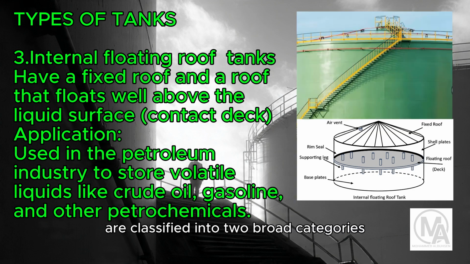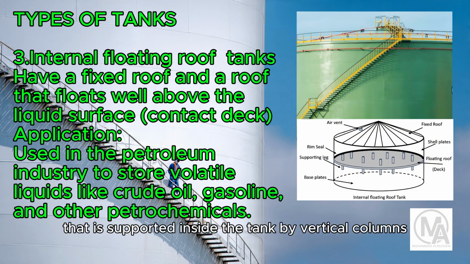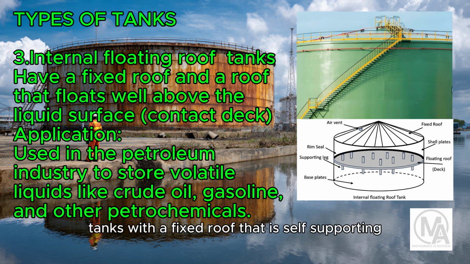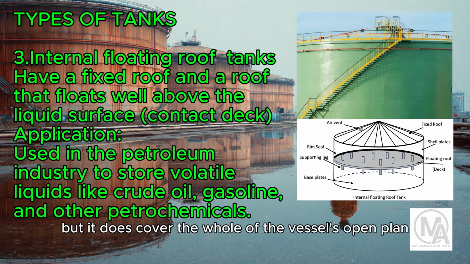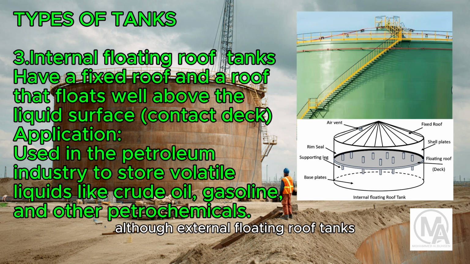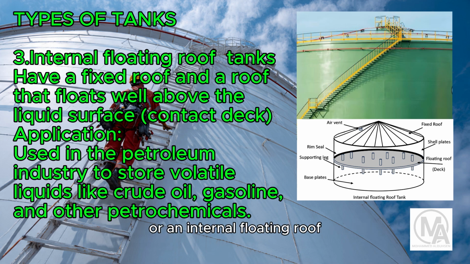Internal floating roof tanks are classified into 2 broad categories: tanks with a fixed roof that is supported inside the tank by vertical columns, and tanks with a fixed roof that is self-supporting and without internal support columns. The fixed roof is not always without holes, but it does cover the whole of the vessel's open plan space. Fixed roof tanks converted to internal floating roof tanks generally have a column-supported roof, although external floating roof tanks converted to internal floating roof tanks often have a self-supporting roof. Tanks may be built with either a fixed roof or an internal floating roof.